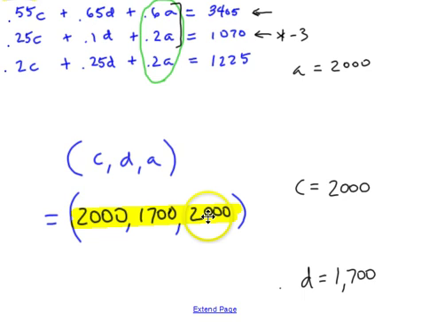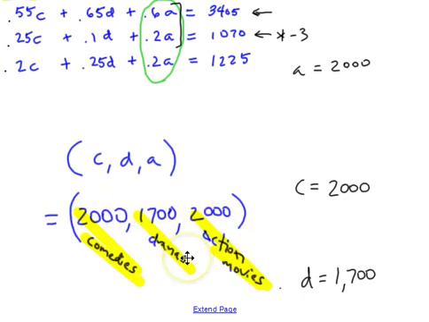This is a better way over here of representing the answer, but the best way of all is to remember the units that you got. The real answer is 2,000 comedies, 1,700 dramas, and 2,000 action movies. If you just leave me this information here in black on the exam, I can't give you full credit because I don't know if you know what your answer means.